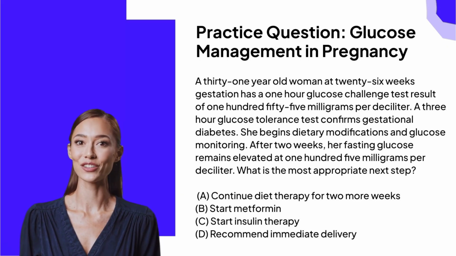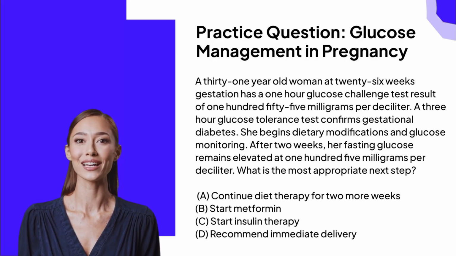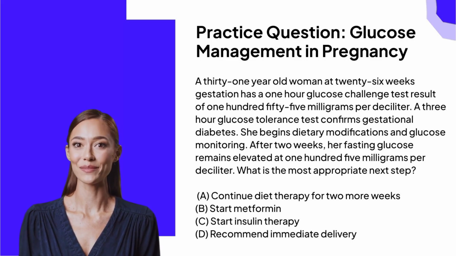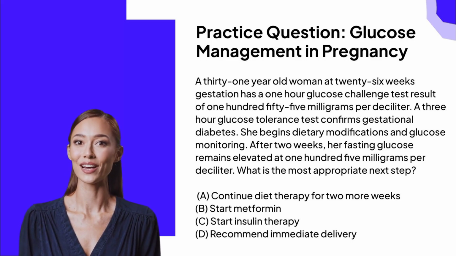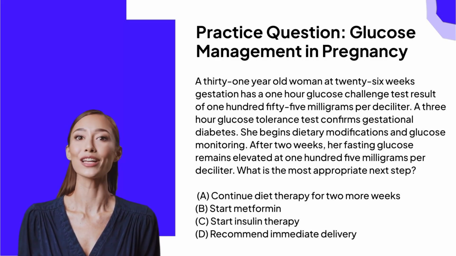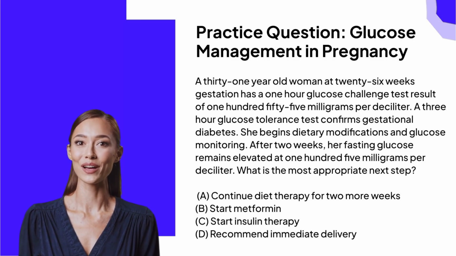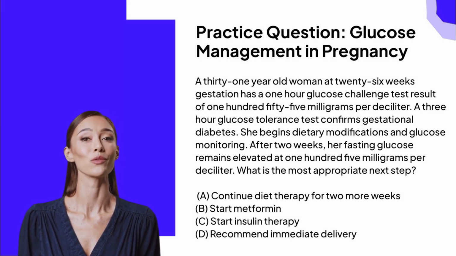Here is our first practice question. Read through this carefully. We have a 31-year-old woman at 26 weeks who failed her glucose challenge test, was confirmed with gestational diabetes on the 3-hour test, started diet changes, but after 2 weeks her fasting glucose is still elevated at 105. What do we do next? Take a moment and think about which answer you would choose before we walk through it.